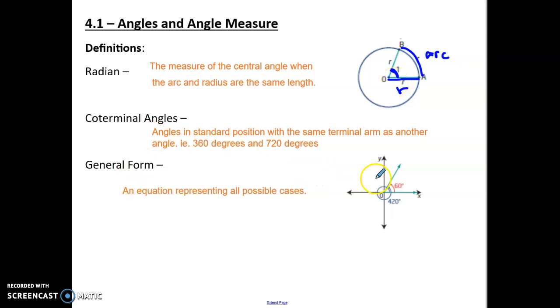We're also going to talk about coterminal angles. So here's an example of a coterminal angle. You could have a 60-degree angle, but if I go all the way around the circle again, we'd be at a 420-degree angle. So 420 and 60 would be coterminal. Basically every time you add or subtract 360 degrees, you'd get coterminal angles because the angles would fall right on top of each other. Then we have general form. General form is just an equation representing all possible cases.